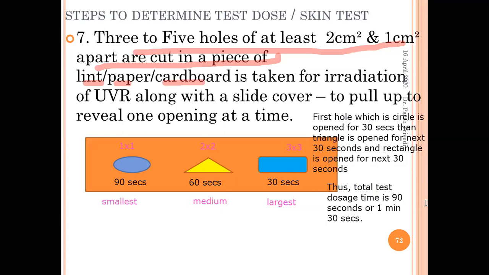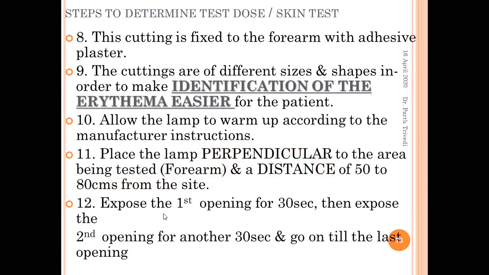Please make sure that you have understood this. Okay. Apart from this, this cutting is fixed to the forearm with adhesive plaster. This is what we have discussed. Okay, well, for adhesive plaster, the cuttings are of different sizes and different shapes. Why are we doing different sizes and different shapes? Because it becomes easier for the patient to identify in which the erythema came and in which the erythema has not come or it has disappeared. Okay, so to identify the erythema, that is why we are using different kinds of shapes. This is a very important practical viva question.